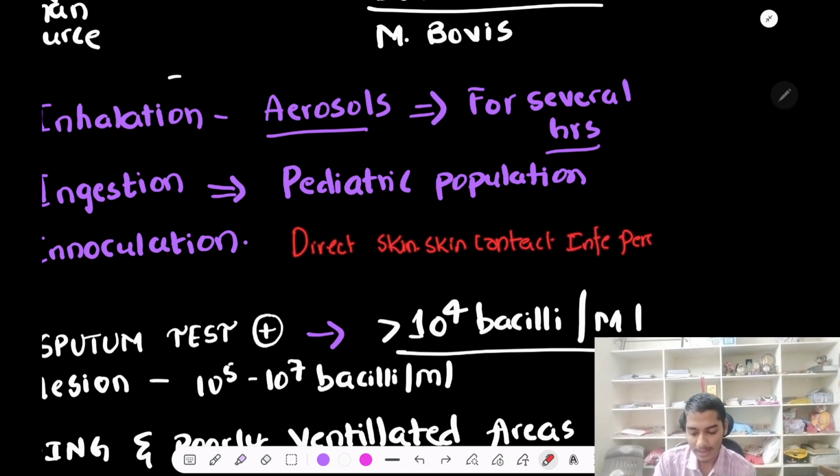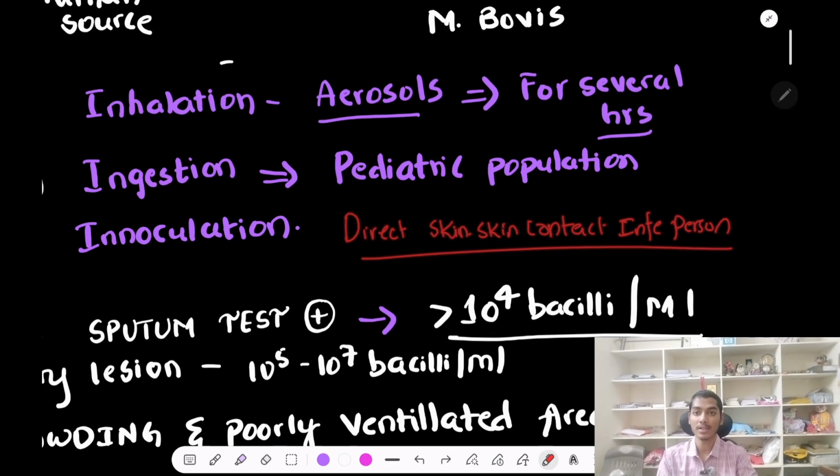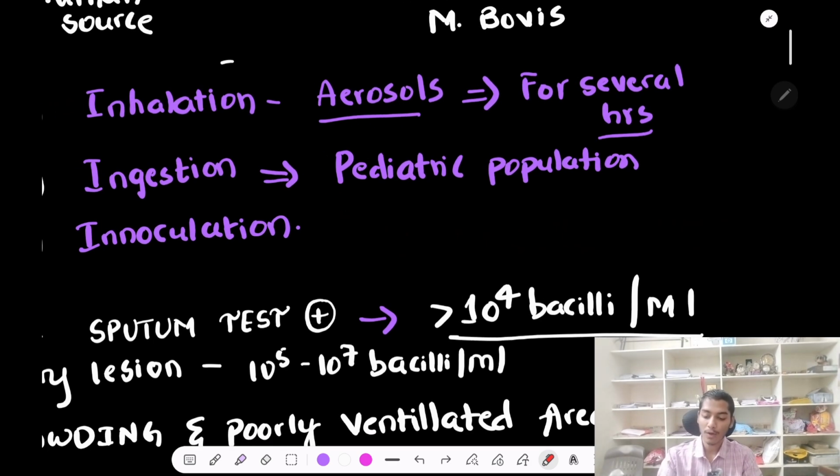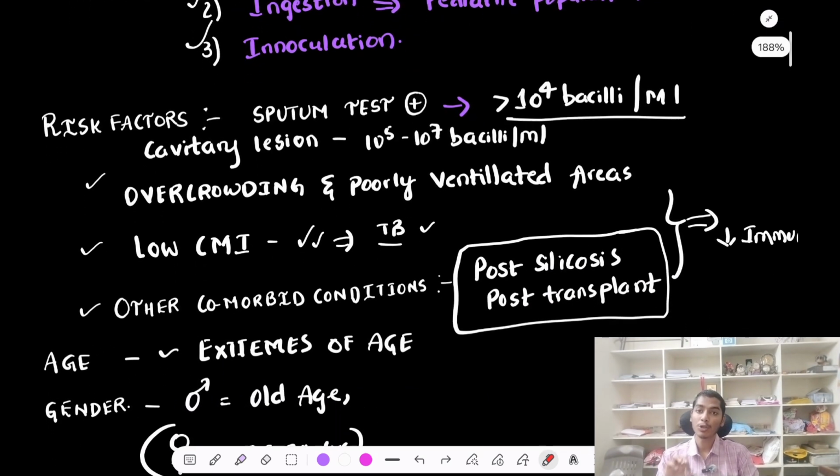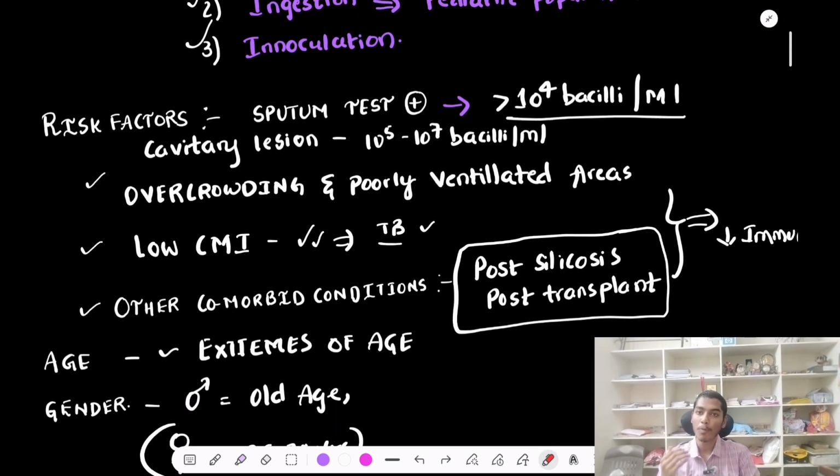So this causes the inoculation, which is the other mode of transmission. Then we have the risk factors of it. For the sputum test to be positive, more than 10 power 4 bacilli per ml should be present. If there are cavitary lesions, then the bacilli should be more than 10 power 5 to 10 power 7 bacilli per ml.